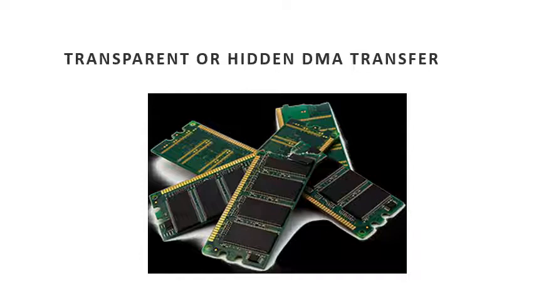Next, transparent or hidden DMA transfer. The hidden DMA transfer method is considered the slowest among all other DMA transfers. Here, the microprocessor executes some of its states during which it floats the data bus and the address bus. In these states, the microprocessor gets isolated from the main system bus. In this isolation, the DMA controller transfers the information byte between the external peripheral and memory, and thus becomes transparent to the microprocessor. The instruction execution speed of the microprocessor does not get reduced.